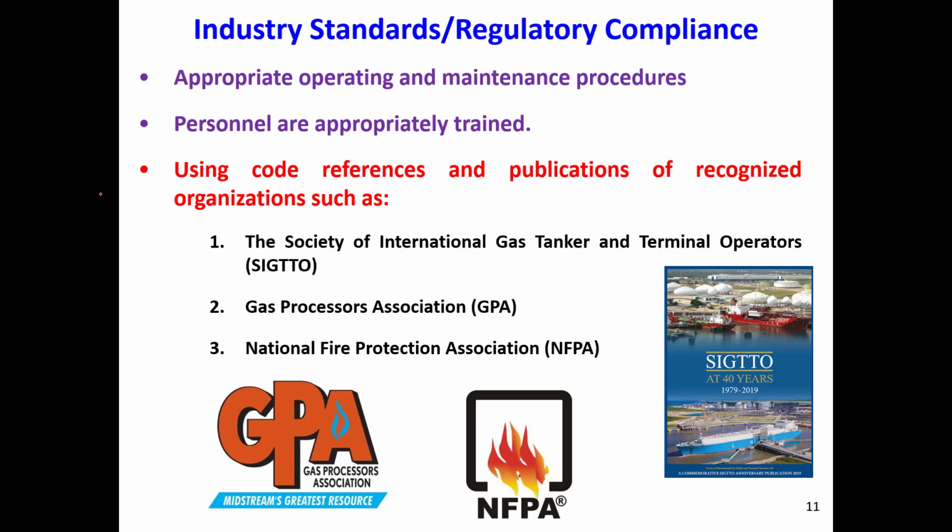Industry standards and regulatory compliance mainly use standards or codes that are available for the operation. These are the standards we have to follow to make sure that we have appropriate operation and maintenance procedures, that the personnel and operators are appropriately trained and ready to operate the plant. And we will also use several code references and publications by recognized organizations to prepare such standards.